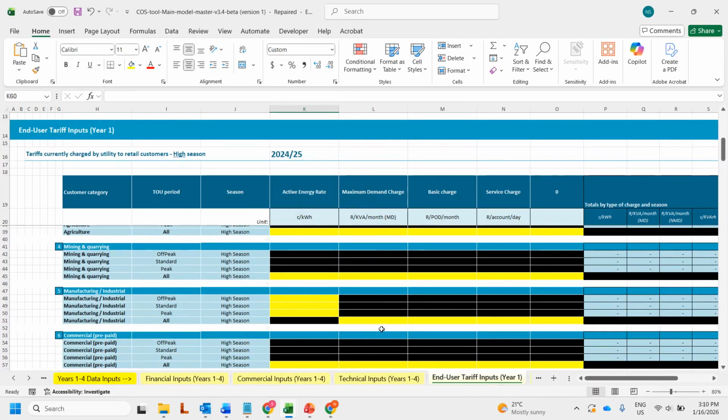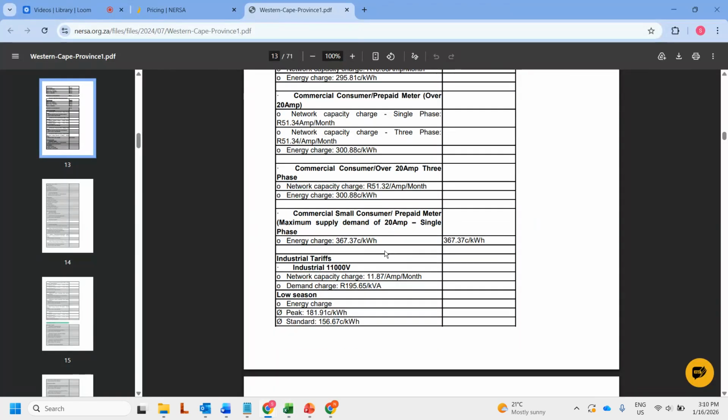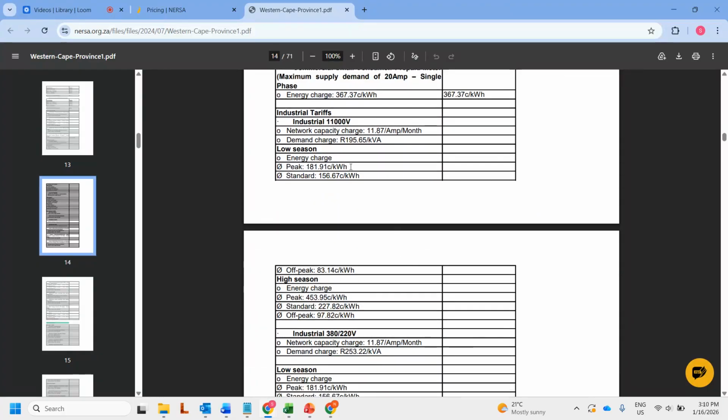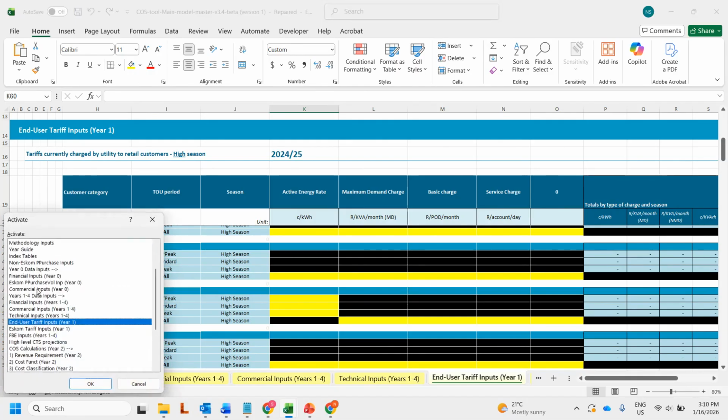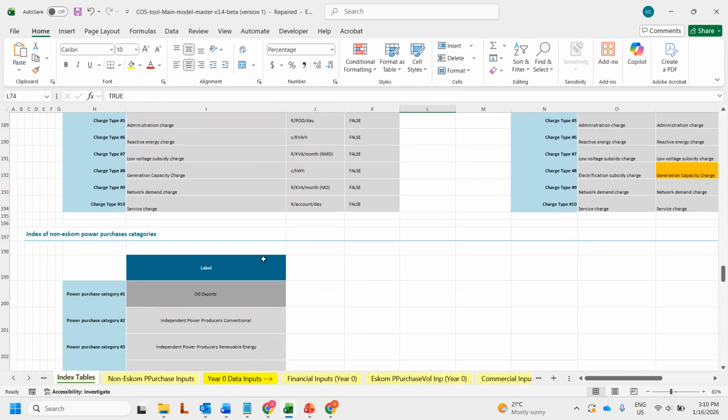You then can put in the demand charge, the basic charge, and any other charges that would be applicable. So if we look here, you can see most industrial tariffs will have a demand charge, they'll have an energy charge, they'll often have a fixed charge, and you can see sometimes they'll have network capacity charge. And you can make all of those changes down in the index table over here.